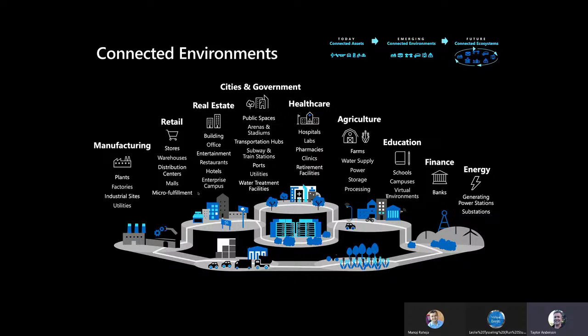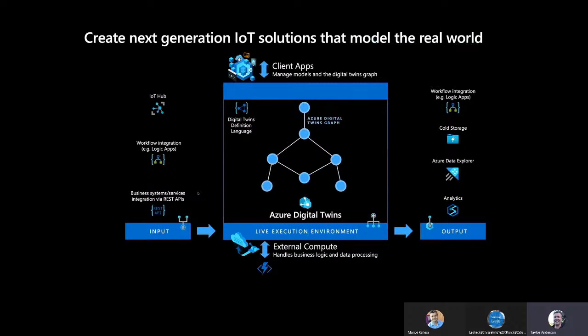So where does Azure Digital Twins fit in? Let's talk a little bit about the different elements you could use to feed information into your digital twins graph and then extract information back out of it. Starting with IoT Hub, that's our Azure service that allows you to connect devices to the cloud, so you can gather telemetry information from those devices and feed it into your digital twins graph. You can also gather information from workflow integration sources such as Logic Apps, or even from your existing business systems and services such as a CRM system or ERP system, using our REST API.